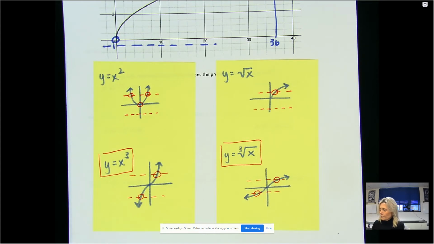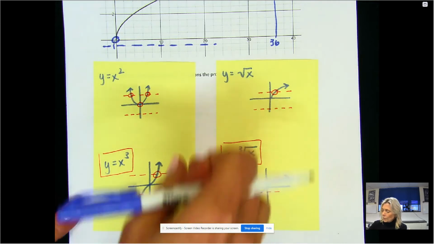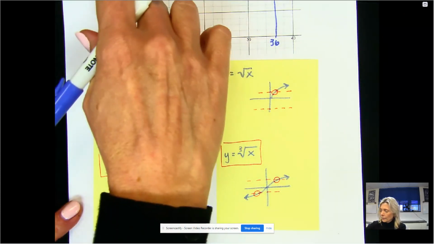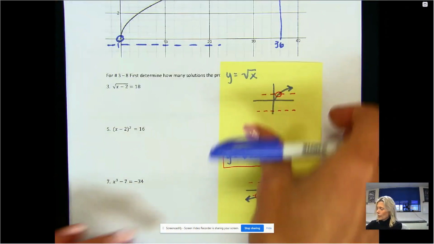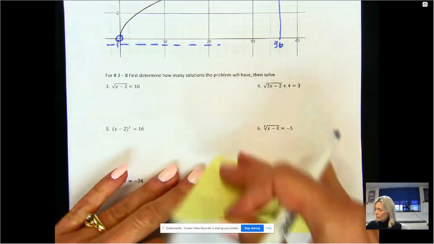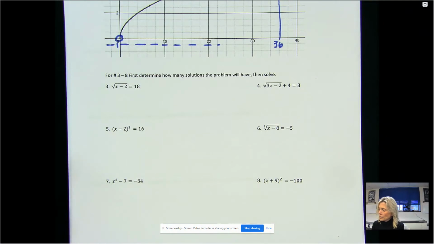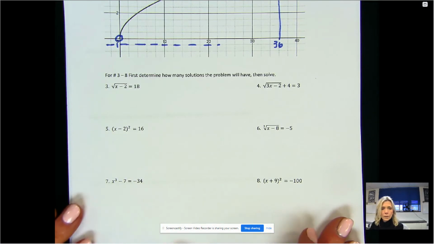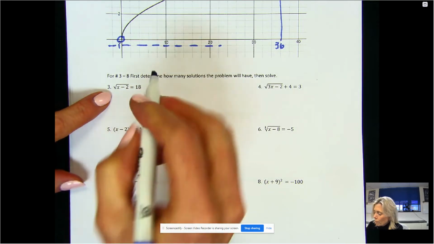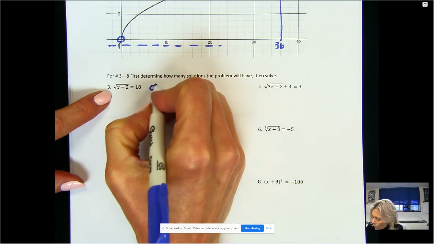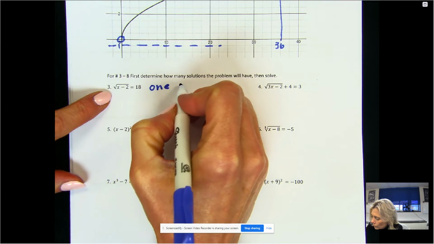So, knowing what those graphs look like, the first thing that numbers 3 through 8 are asking you to do is determine how many solutions the problem will have. So we've got a square root equal to a positive number. That means there's going to be one solution.